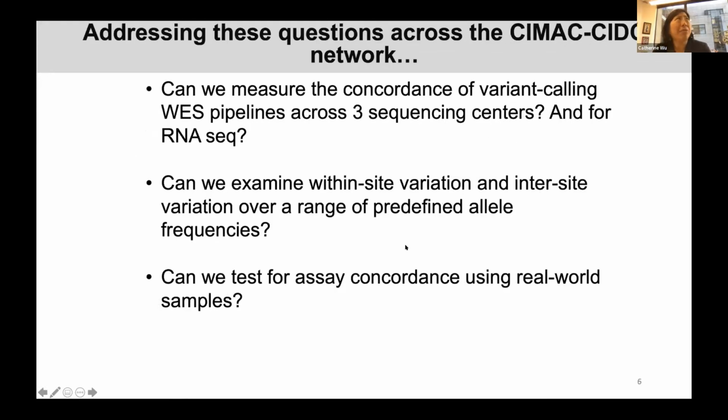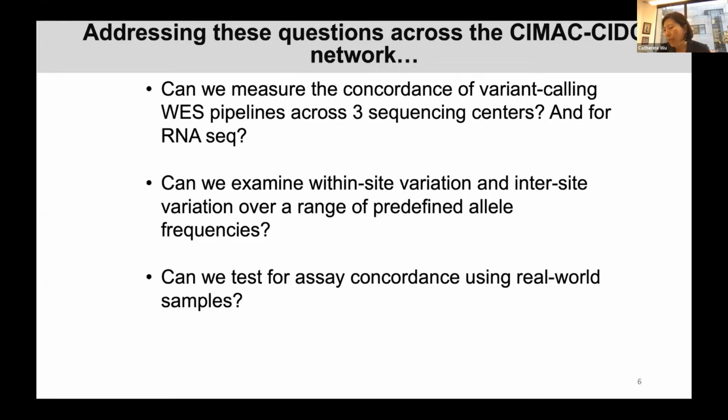And so as we started to think about this from a network perspective and having these genomic assays available across multiple centers, obviously we were confronted with the question of concordance of our measurements across different sequencing centers, whether it's at the DNA or the RNA level, and looking at these very technical questions of whether or not there'd be variation within a site or between sites.